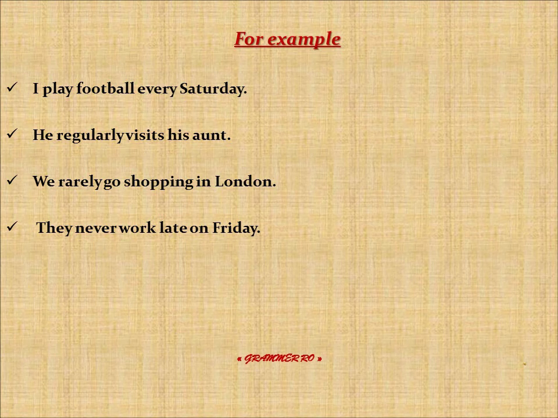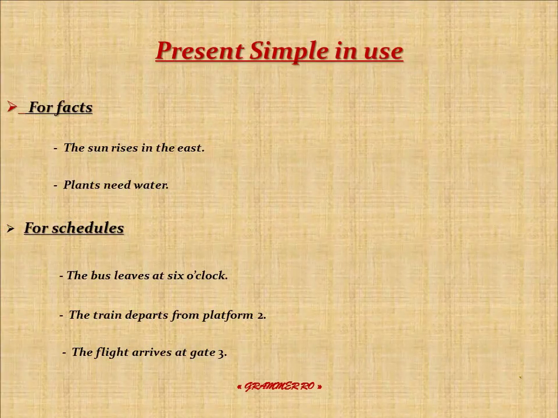Also, we use the present simple for facts. The sun rises in the east. Plants need water. And lastly, we use the present simple for schedules. For example, the bus leaves at 6 o'clock. The train departs from platform 2. The flight arrives at gate 3.